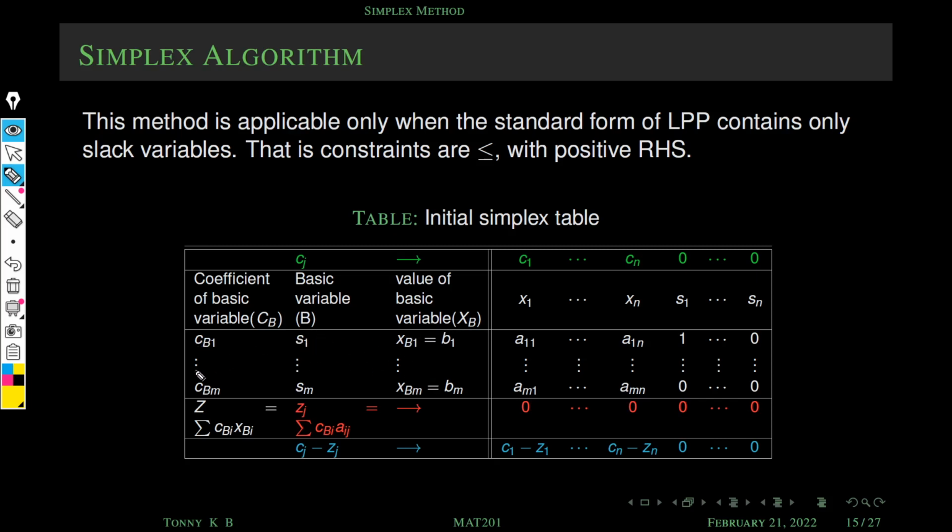Okay. And what is CB1, CB2, etc., CBm? They are the cost. They are the cost of the basic variable. Initially, what is the cost? Initially, the cost of these basic variables are all 0.